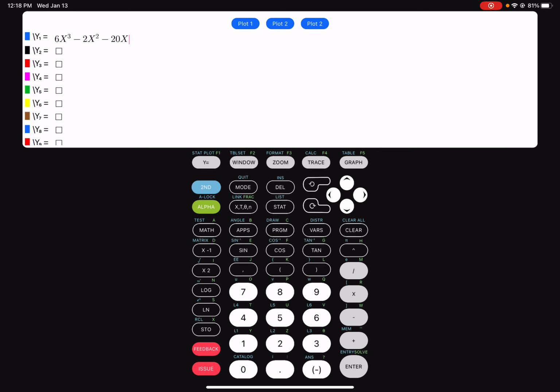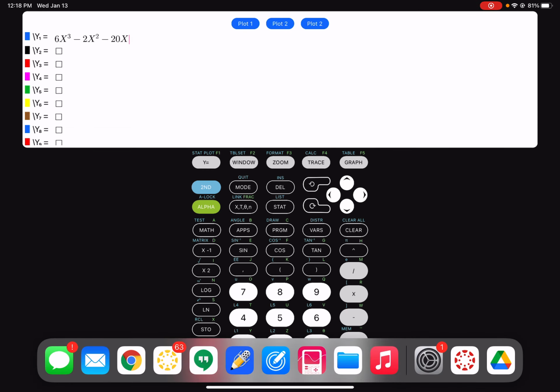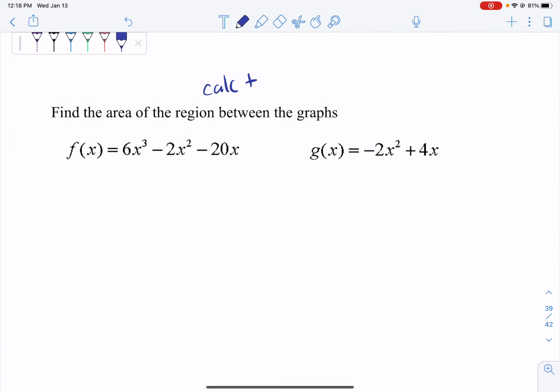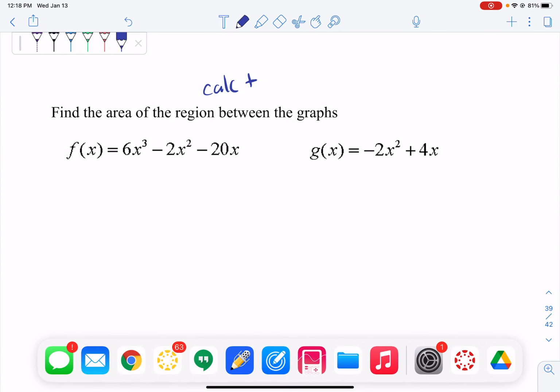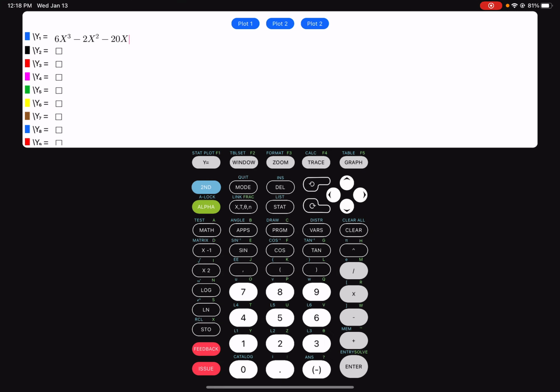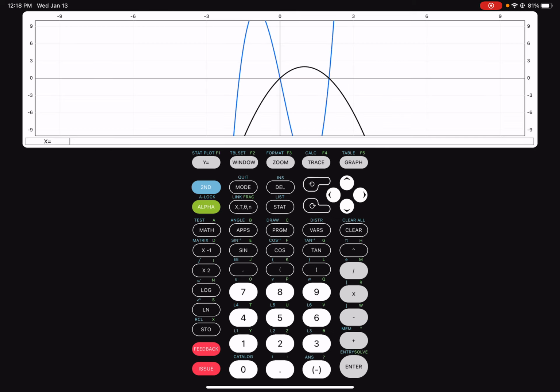But then I also have to graph my other one. Let's see what was our other one. Negative 2x squared plus 4x. Let's graph that one as well. So let's graph negative 2x squared plus 4x. That one's going to be graphed in black. So when I graph it, this is what I see.